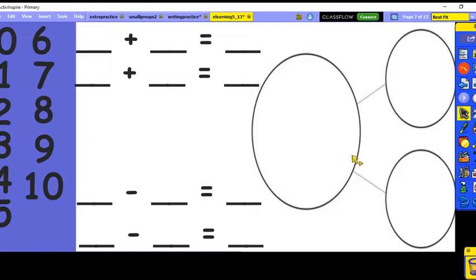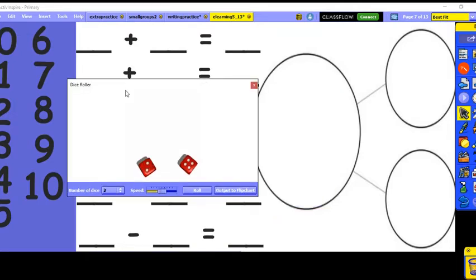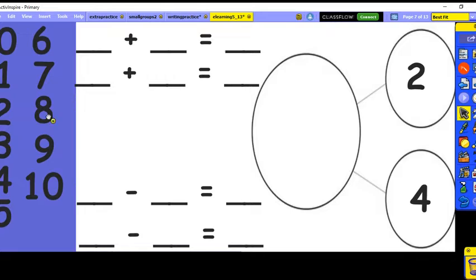Okay, let's do one more. Let's roll our 2 dice. Oh, same thing. Let's do a different one. Don't want to do the same one again. Okay, 2 and 4. So 2 is one part. 4 is the other part. What's our total? Let's count up to find out. 4, 5, 6. So our total is 6.